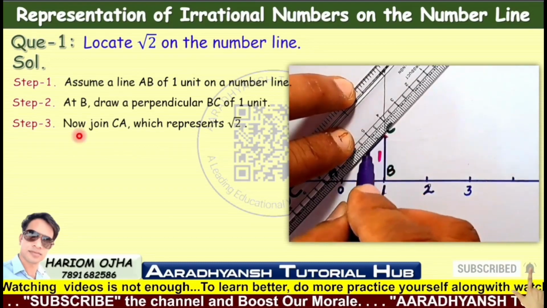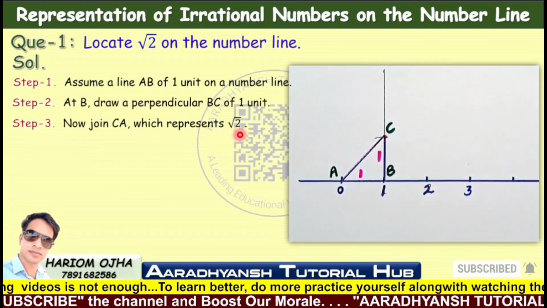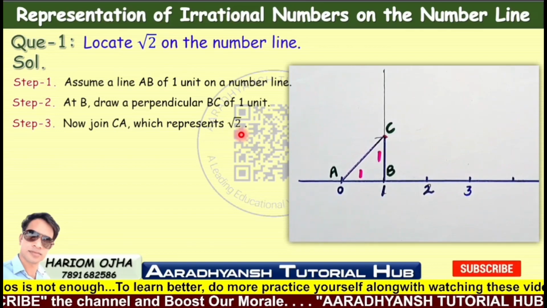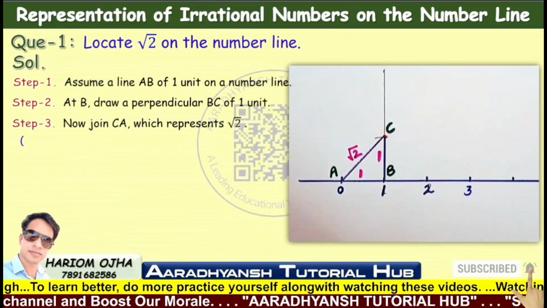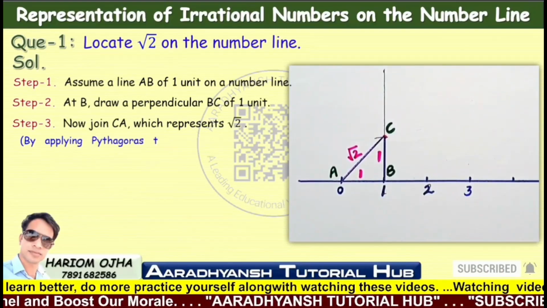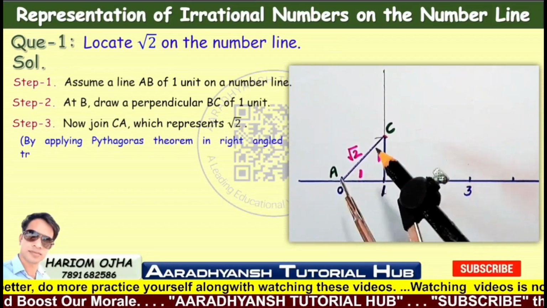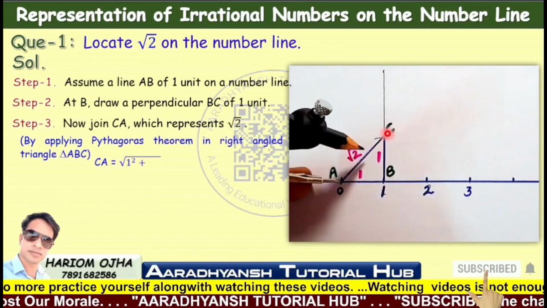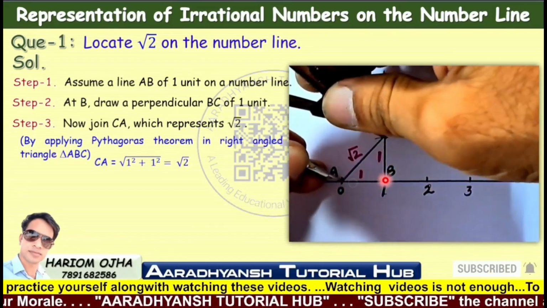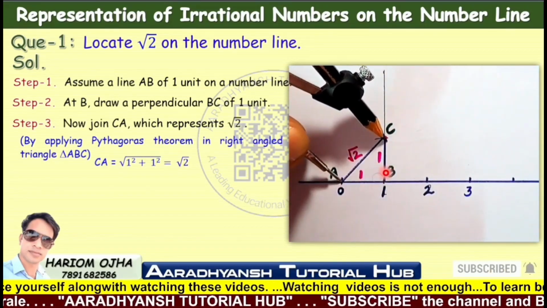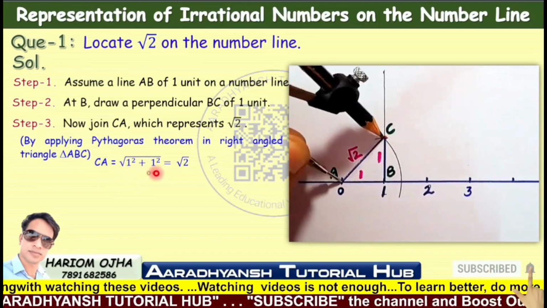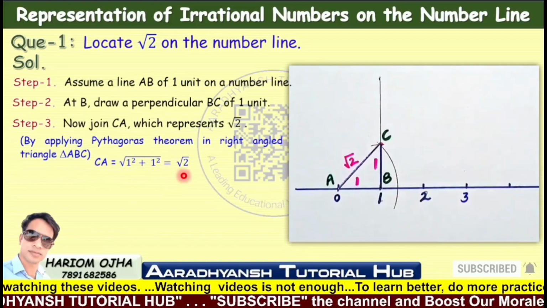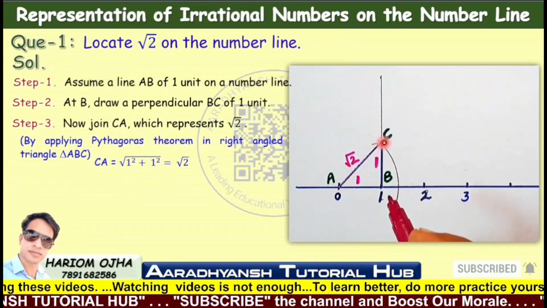Now join CA, which represents square root of 2. Here AC will represent square root of 2. You know why? Because when we apply Pythagoras theorem on this right angle triangle ABC, where B is the 90-degree angle, the right angle. According to this Pythagoras theorem, CA is equal to square root of 2.